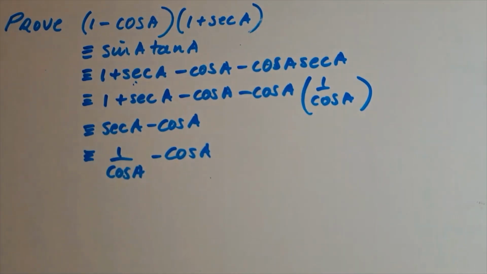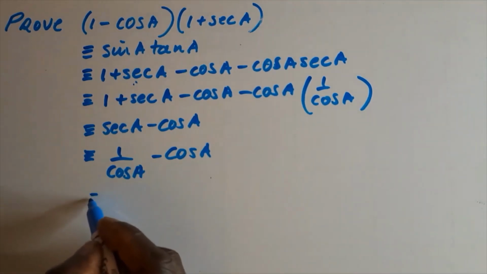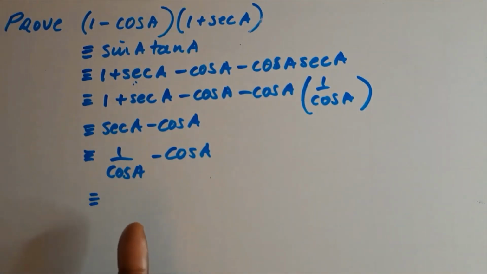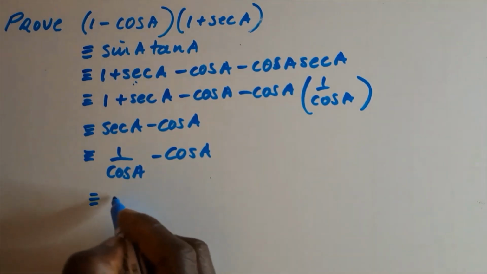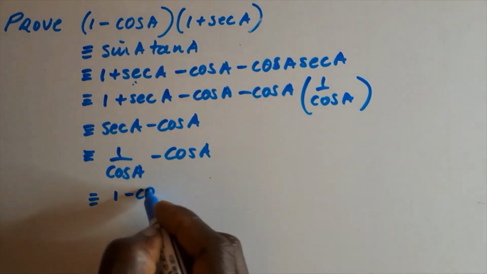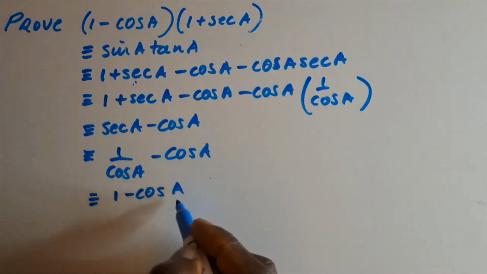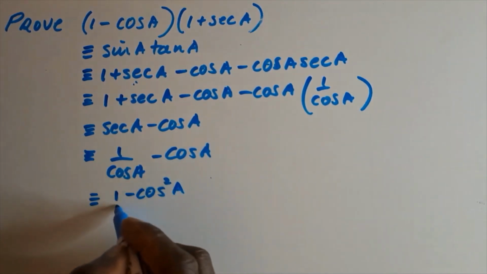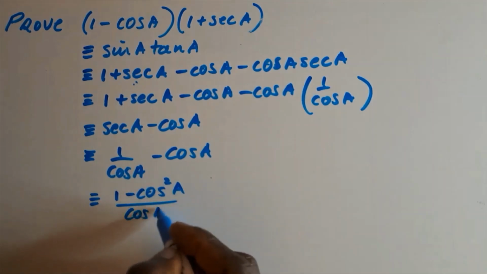The reason for that is that in maths we're always trying to simplify things, and to prove something is to simplify steps as you go along. So sec A we write as the reciprocal of cosine A. And again we can simplify this as 1 minus cosine A, cosine squared A over cosine A.